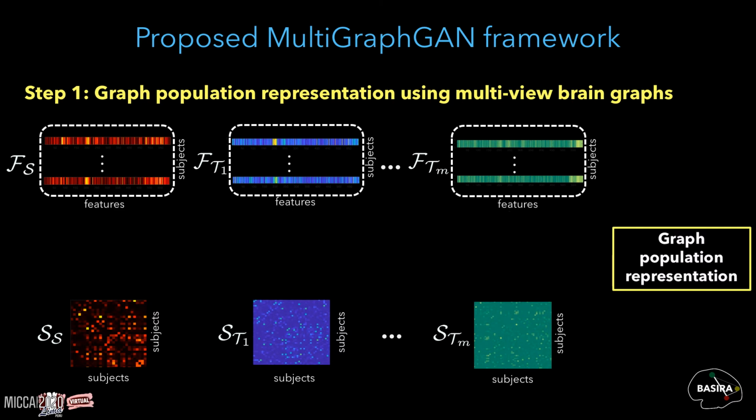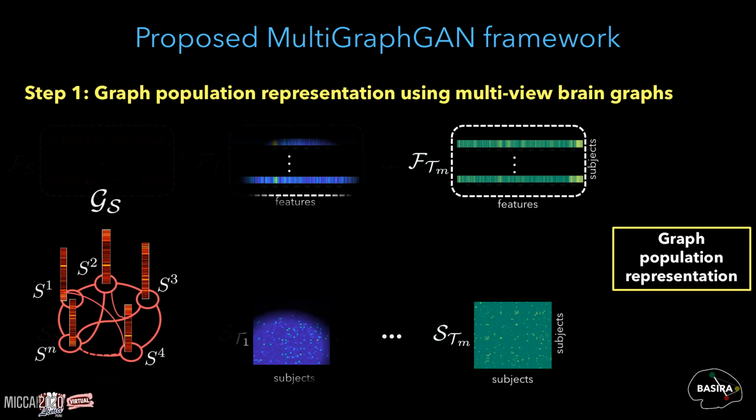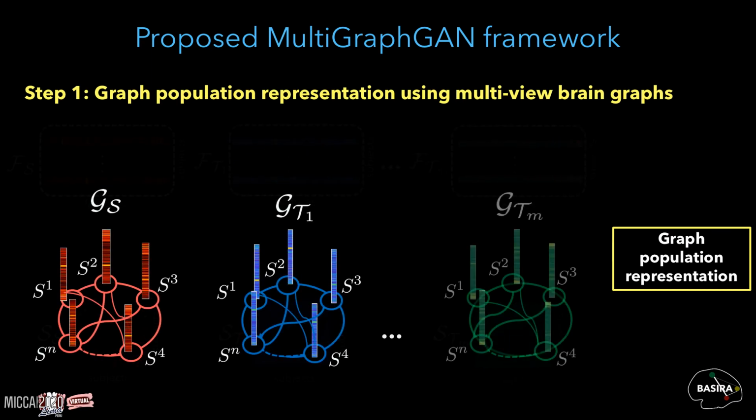In that way, we are modeling the relationship between the subjects, which we represented by a set of graph population G, where nodes denote subjects represented by their brain features, and the edges represent the pairwise similarity between subjects.